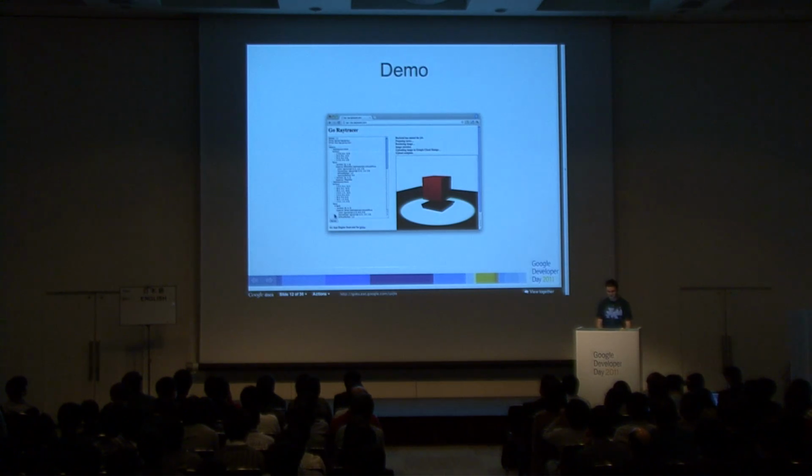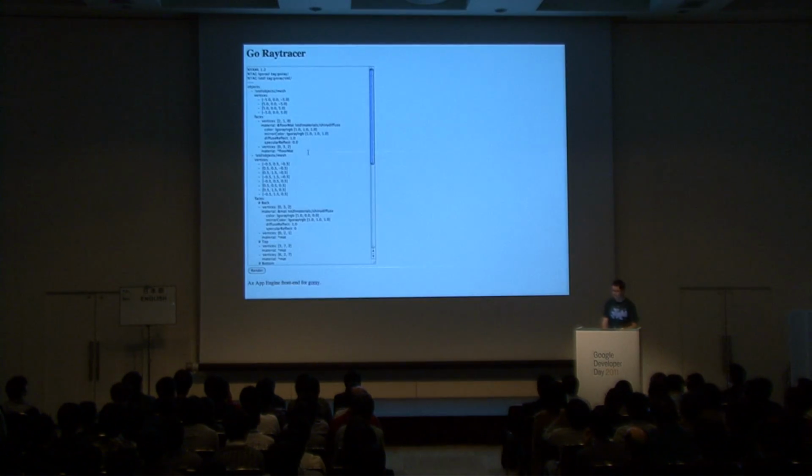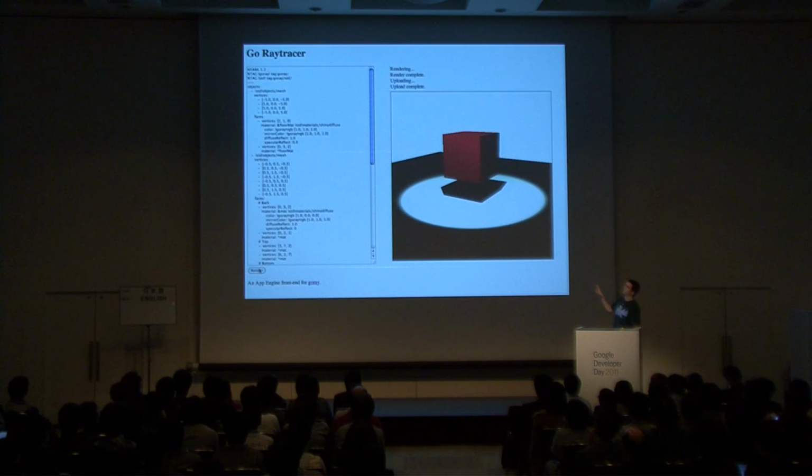To demonstrate how this app works, this is the app itself. As you can see, there's a scene description here, and if I press the render button, it fires off a task, and then an App Engine instance renders the image, uploads it to Cloud Storage, and then we see the final image. So how does all this work?